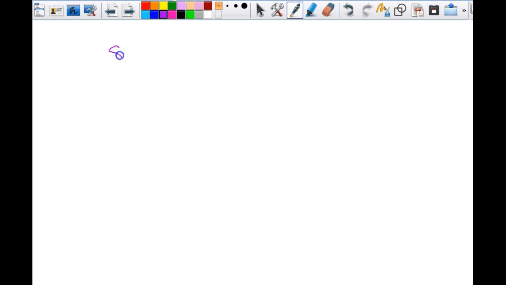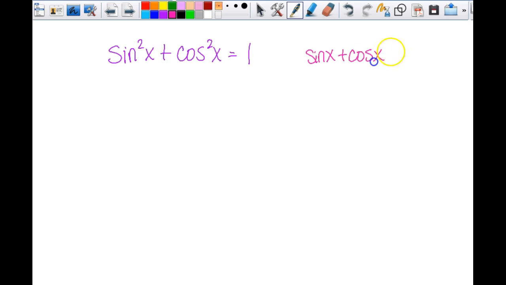So here was the question. The question was, if I have sine squared x plus cosine squared x equals 1, so was your question, I think you were asking me, does that mean it's the same as if I do sine of x plus cosine of x equals 1? Okay. So the answer to that is what? No. This is not true.